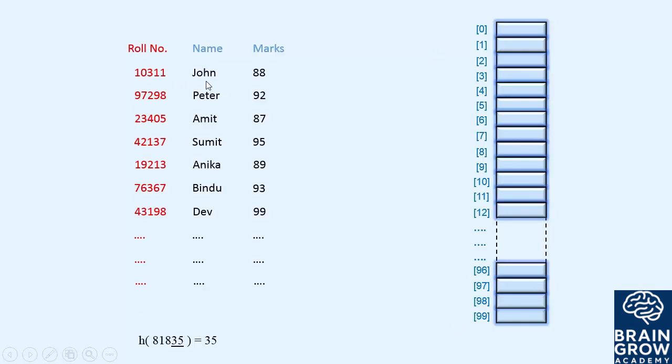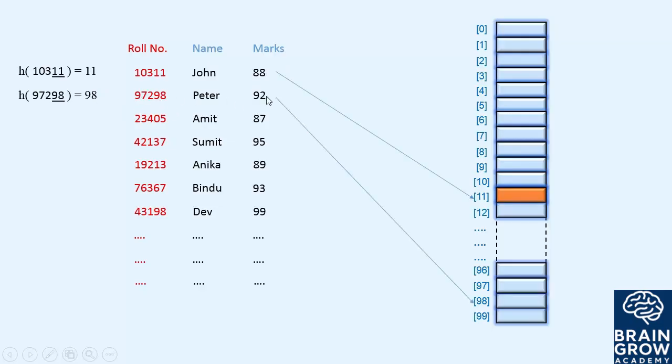Now let's insert these records in this hash table. Hash value for this key is 11. So it will be stored at index 11 of this array. Hash value for this key is 98. So it will be stored at index 98 of this array. Hash value for this record is 5. So it will be stored at index 5 of this array. Similarly, other records will be stored.